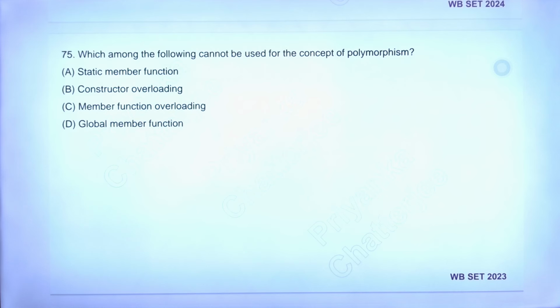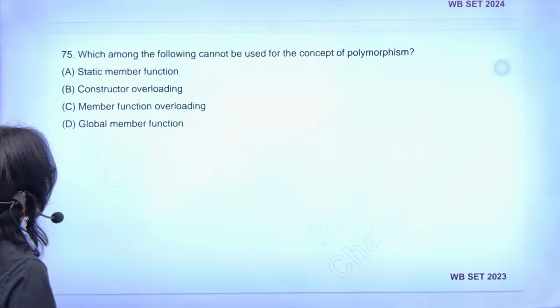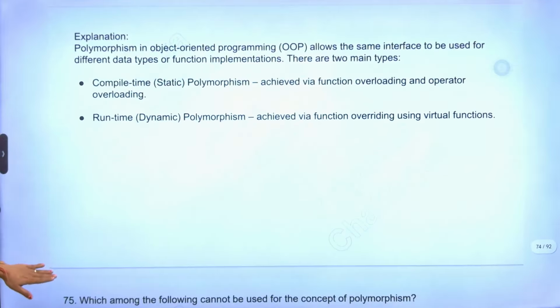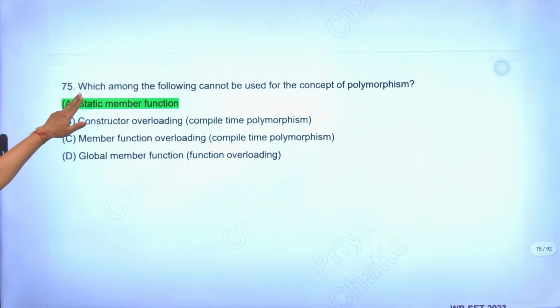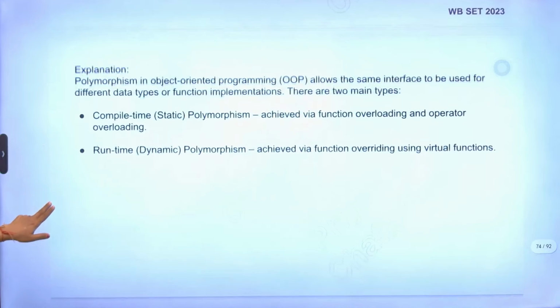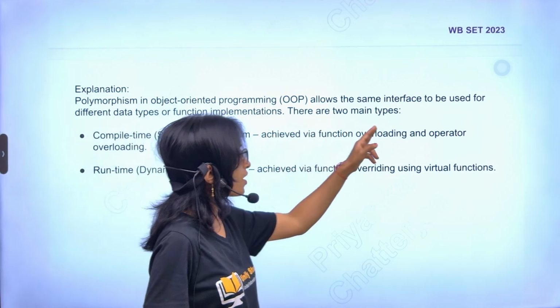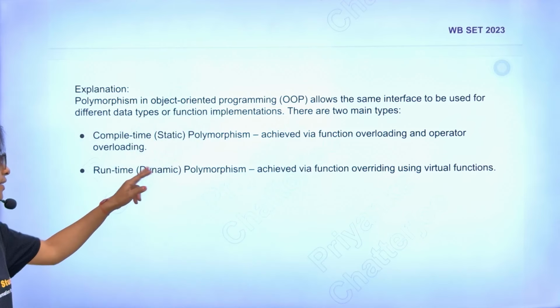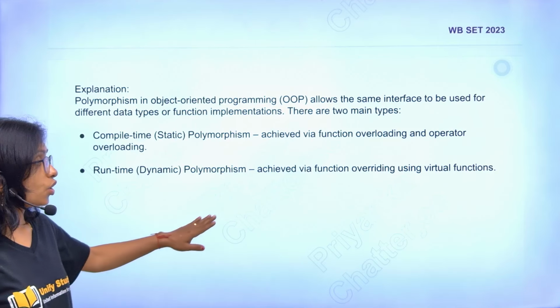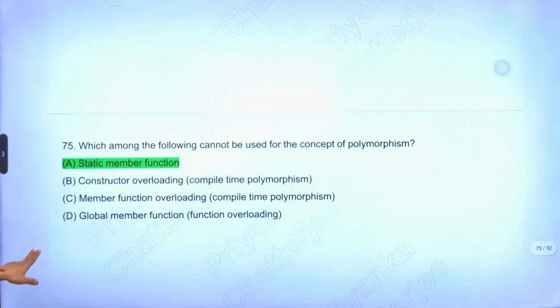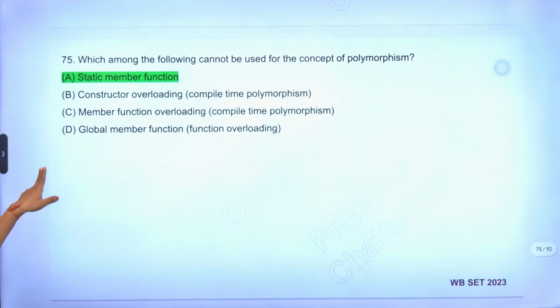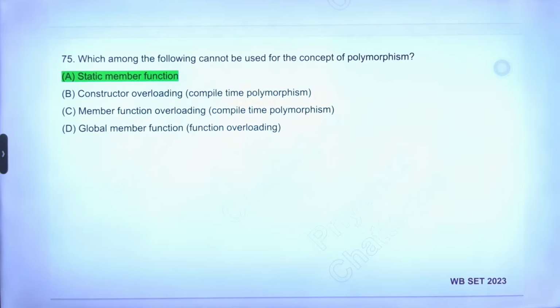Which among the following cannot be used for the concept of polymorphism? Arey yaar, for polymorphism you are not able to use a static member function because static cannot be changed. At compile time, static polymorphism is achieved via function overloading and operator overloading. Runtime dynamic polymorphism is achieved via overriding, right? So here a static member function cannot be used because static you cannot override. Yes.